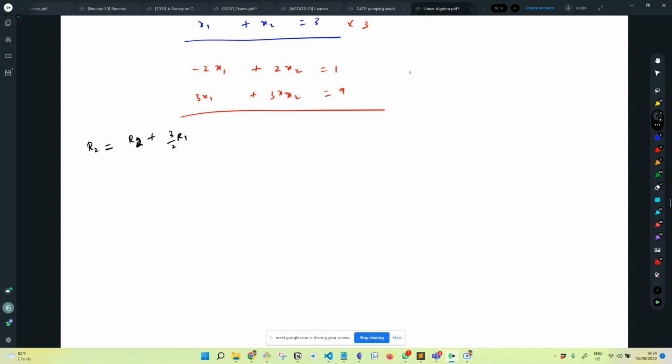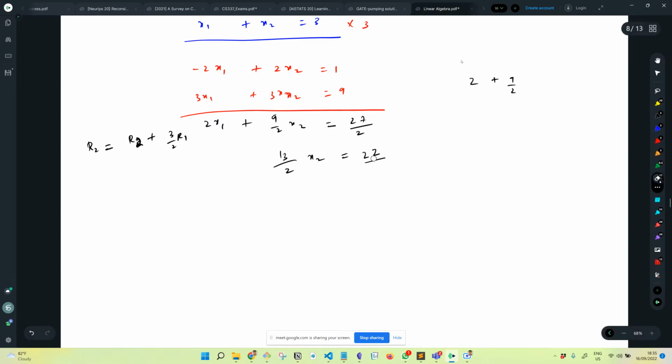Right? What will happen if I do that? I'll get 2x1 plus, when I multiply by 3 by 2, I'll get 9 by 2 x2 equals 27 by 2. Right? Now I can add R1 and R2. Then this x1 will get cancelled. Then what I will get is 2 plus 9 by 2. What is 2 plus 9 by 2? 2 plus 9 by 2 will be 13 by 2. 13 by 2 x2 equals 20. Is it 27 or 26? Yeah, 27.